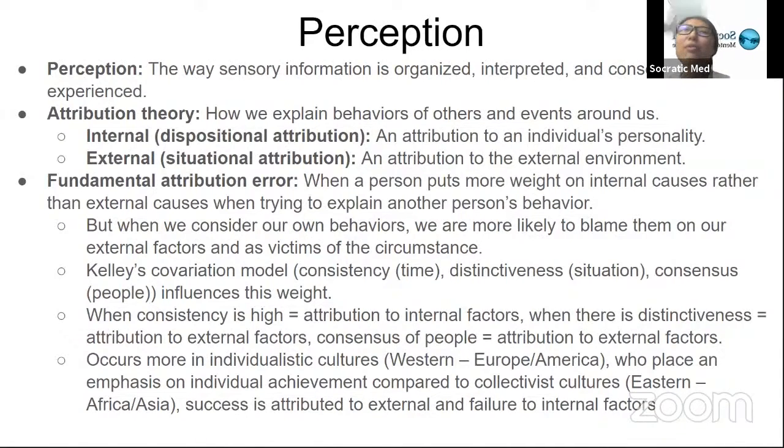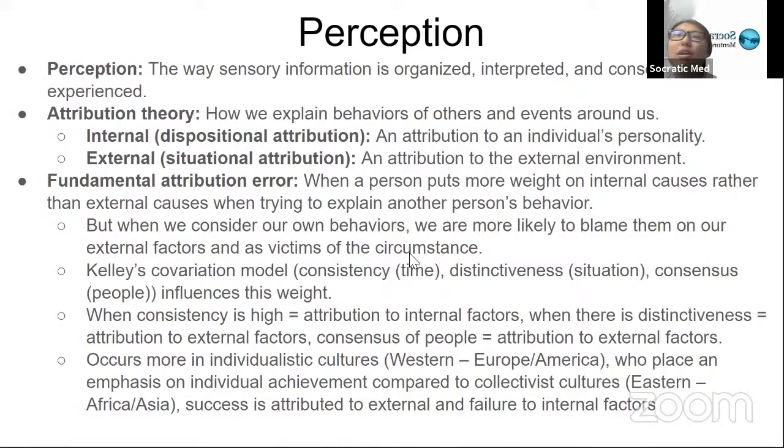It is quite common that most or a lot of people have the fundamental attribution error, which is what some theorists believe in the past, which is when a person puts more weight on internal causes rather than external causes when trying to explain another person's behavior. On the other hand, though, when we consider our own behaviors, we are more likely to blame them on our environmental factors and kind of view ourselves as victims of the circumstance instead of blaming it on our internal factors.